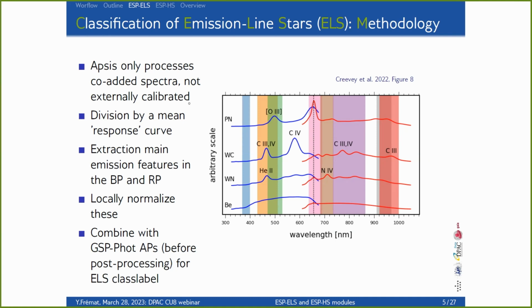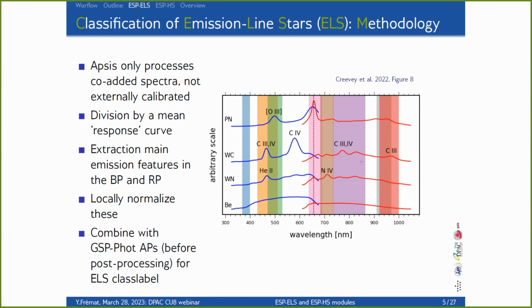So that's the internal calibrated version of the spectra, so that we can also see delivered with the DR3 catalog. So we are directly working on this bell-shaped energy distribution. In order to make the processing a bit more robust in the emission line stars, because we plan to extract some specific features and to normalize these features, we need to correct for this response function of the BP and RP bandpass filters. And that is done by dividing the spectra by a mean response curve.